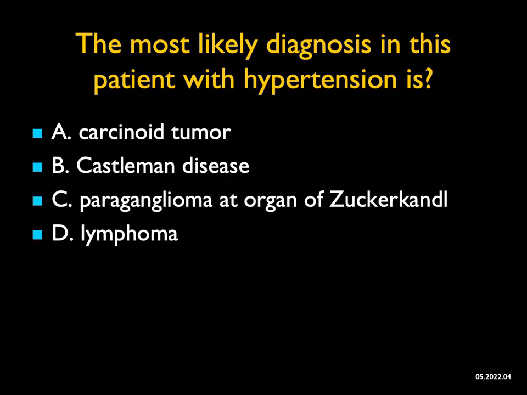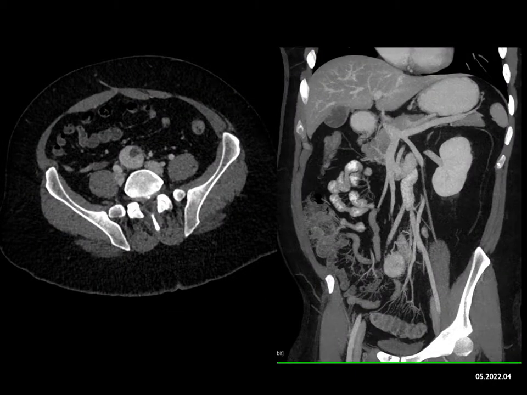The most likely diagnosis in this patient with hypertension is, well, we see a mass at the level of the aortic bifurcation that has a cystic component, but for the most part is solid and is vascular, and you can see it very nicely on the coronal view. This is near the organ of Zuckerkandl. Yes, it could be a carcinoid tumor just sitting there. Yes, it could be an enlarged node at the aortic bifurcation, but the patient has hypertension, so I'm giving you a little bit of a hint.